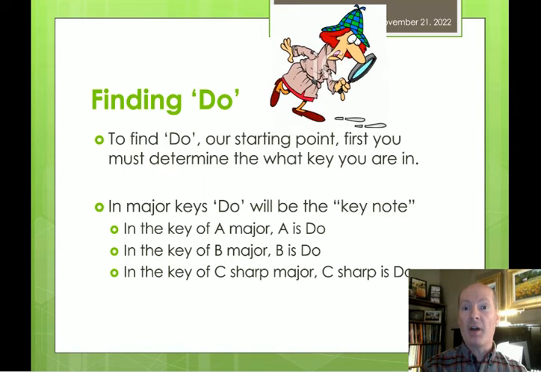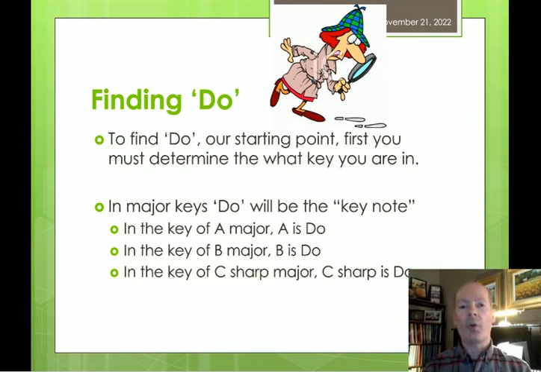Today we're going to be talking about how to find do based on a key signature. So you might be asking yourself, or me, Mr. Price, why do I need to know this information? Well, when you get a new piece of music, if you can find do, then you can find all the notes around do that make up that scale. And since songs are based on scales, you can easily figure out how to sing a piece if you can find do and all the other notes of that scale.